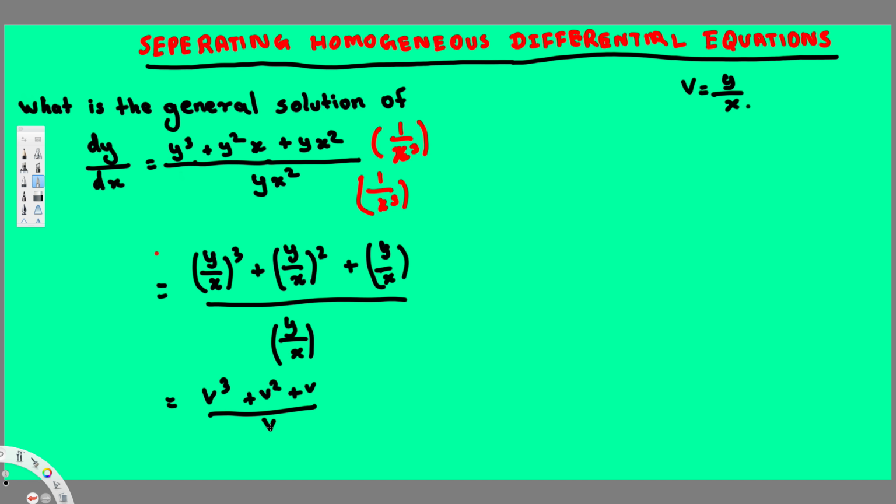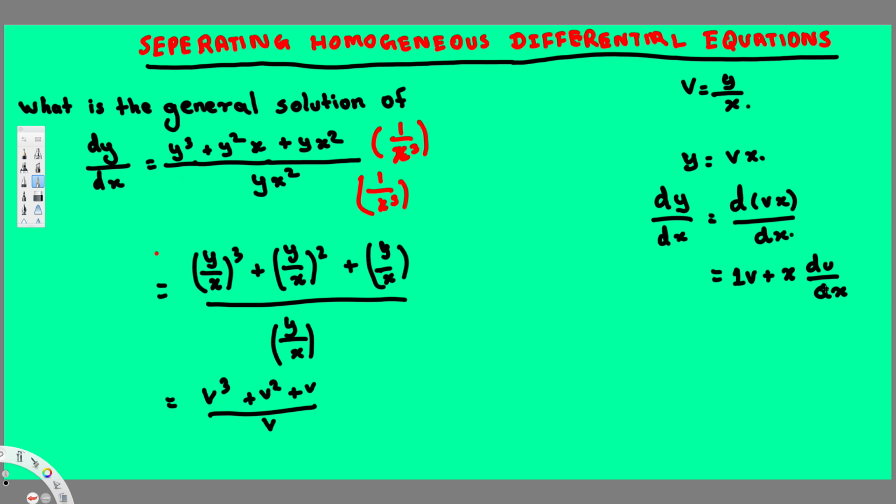Now after we convert this into v, we have to do the same thing, like we have to convert this y right here into v. To do that, v is equal to y over x, right? So y is going to be equal to vx, and therefore dy over dx is going to be equal to, we differentiate, we plug this value in terms of y, so this is going to be d(vx) over dx. And if you do the differentiation, this is going to give us 1 times v plus x dv by dx. Now this is what we are going to plug instead of this one.